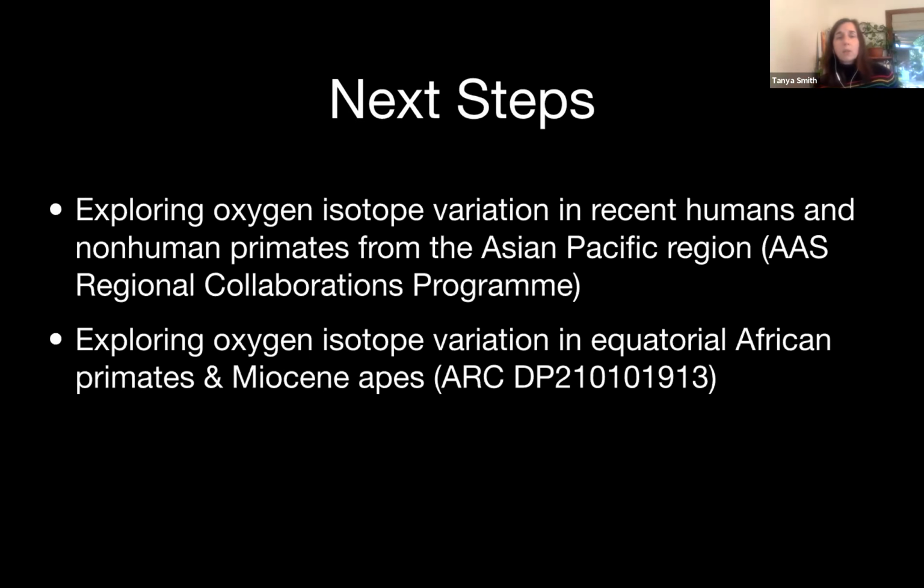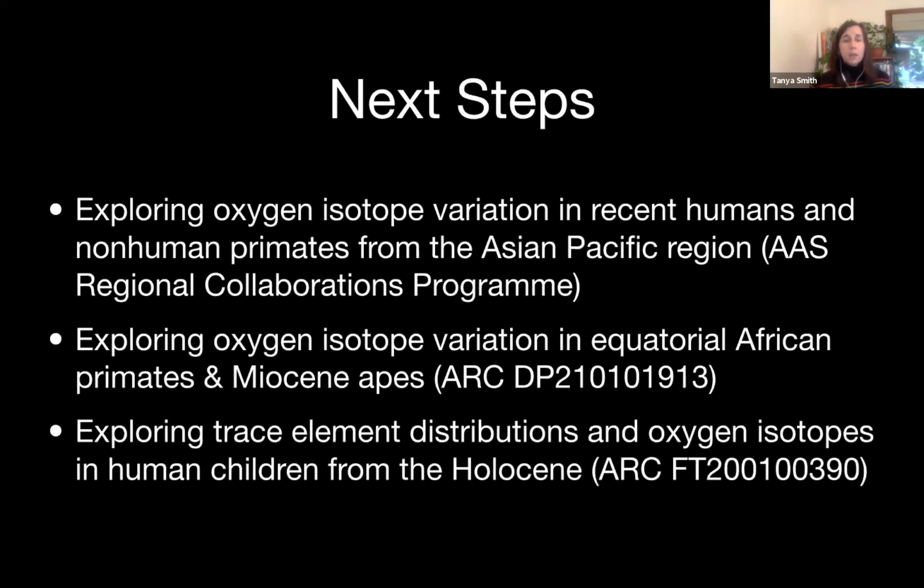We're also looking in equatorial African primates to look at climate variation in relation to ecological variation. And this has relevance for ape evolutionary hypotheses about climate change driving the origins of great apes. And then finally, I'm starting a future fellowship in just a couple weeks to apply this same approach to look at children from various cultural transition periods, specifically early agriculture, and trying to test some of these hypotheses about life history evolution, and whether in fact children were being nursed for shorter periods of time and whether they may be in environmental interplay with some of those behaviors.